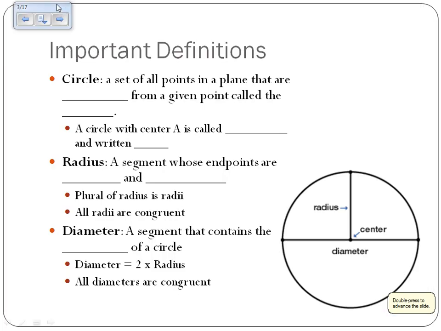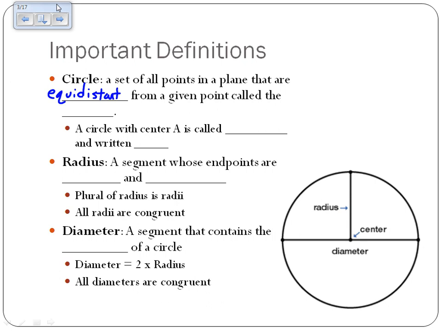So our definitions today, we'll start from the very basics. Obviously, the first thing we want to start with is a circle. A circle is a set of all points in a plane, so on a flat piece of paper or a flat plane, that are equidistant.